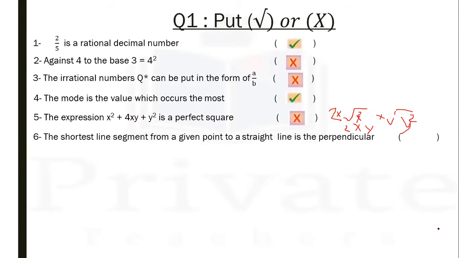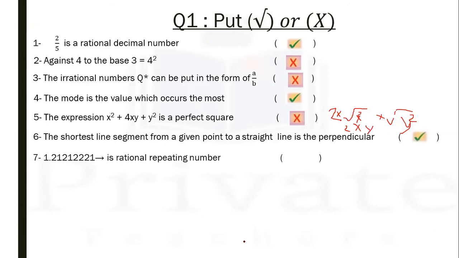Number 6, the shortest line segment from a given point to a straight line is the perpendicular. And this is true. This is one of the theorems of the book. The shortest line segment from a given point to a straight line is the perpendicular. It is theorem 3 in unit 6.